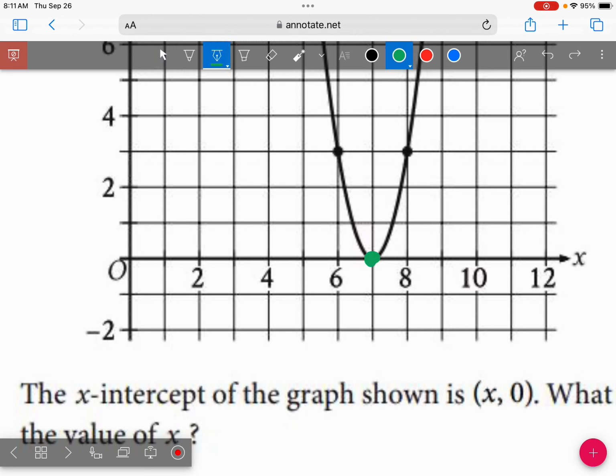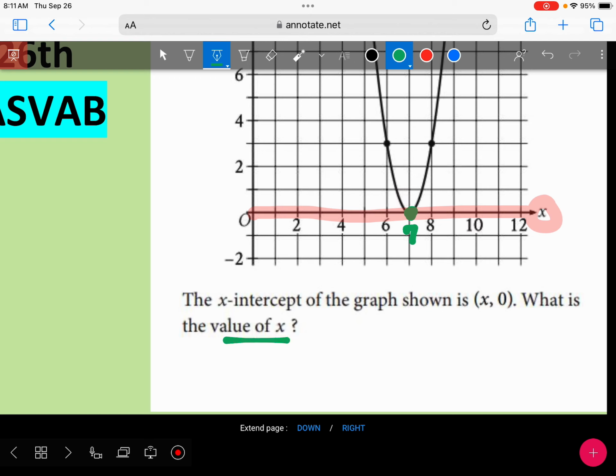Because the x-intercept is where it touches the x-axis, and this is your x-axis. That's the x-axis, and this graph touches the x-axis at 7. So the answer would be the value of x is 7. And that's it.